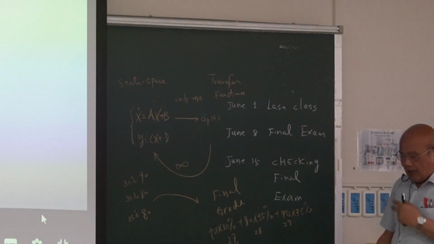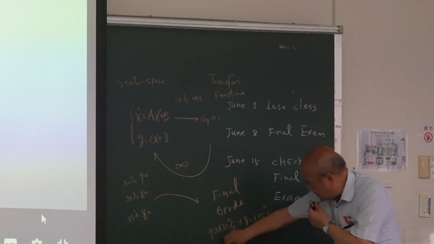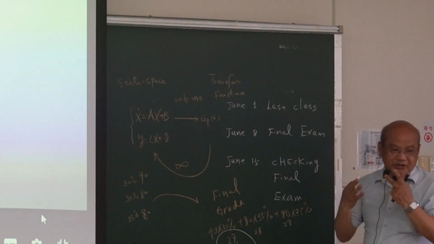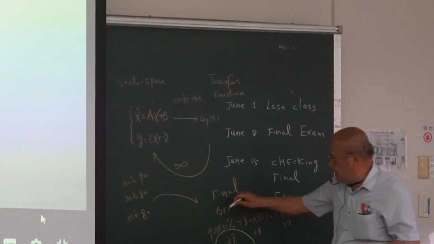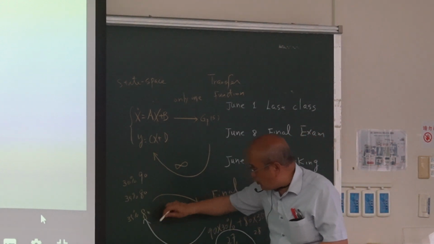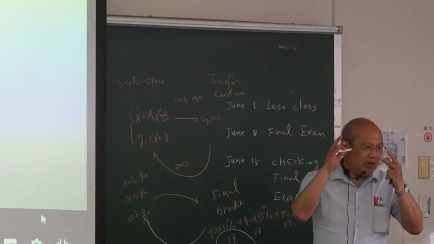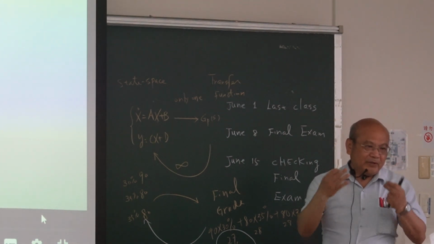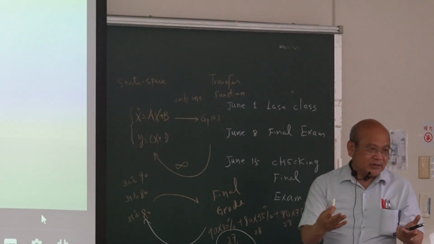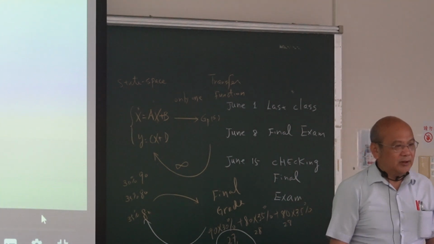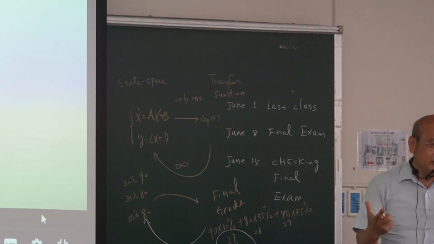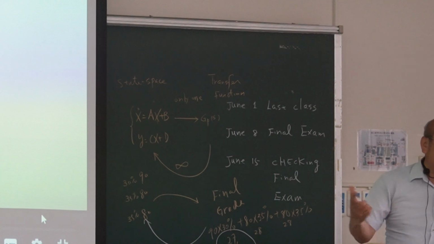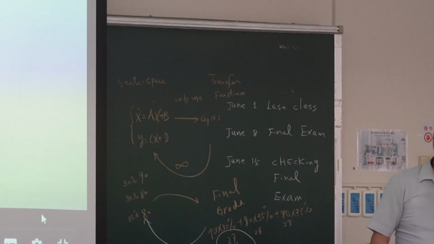But now I give you the score. His score is 83. Can you tell me what is his assignment? What is his midterm exam? What is his final exam? So how many solutions? Infinity. We don't know.